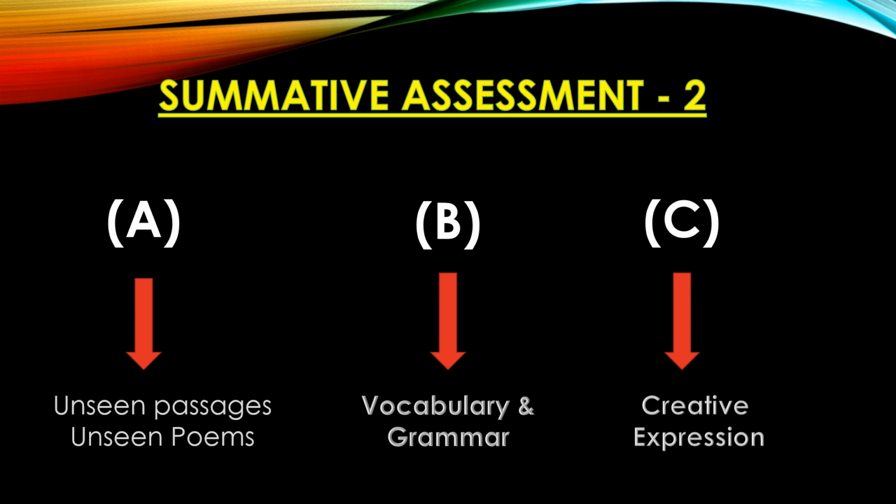As we discussed in the instructions, summative assessment has 3 different sections. They are section A, section B and section C. Section A includes unseen passages and unseen poems. Section B is with vocabulary and grammar. And section C is creative expressions.